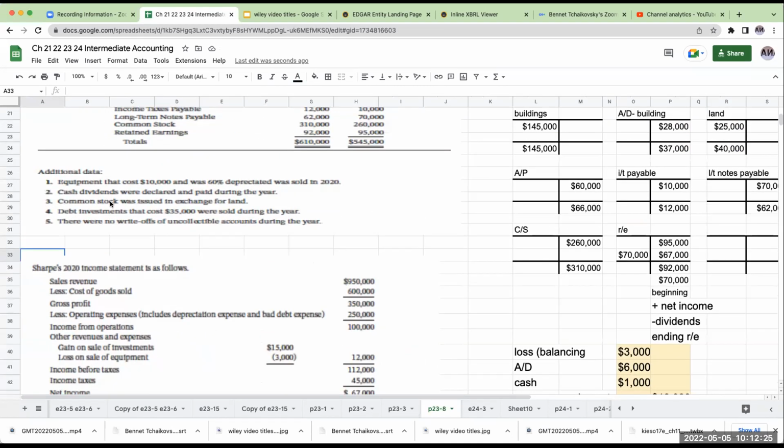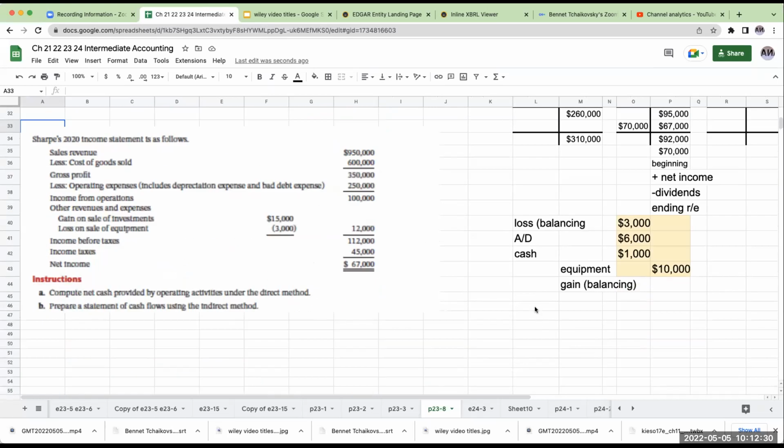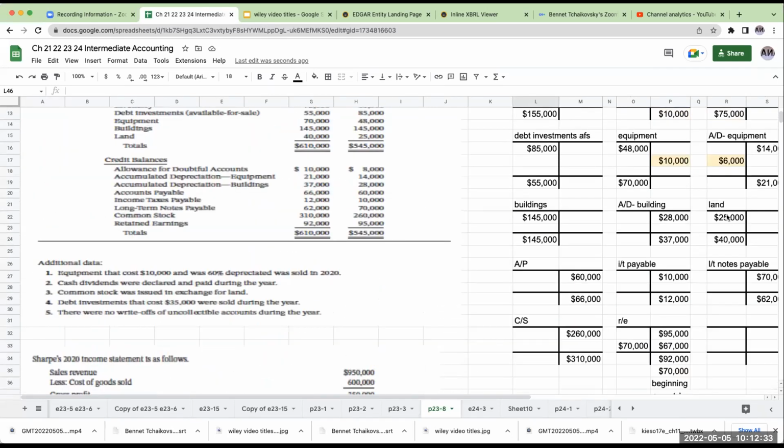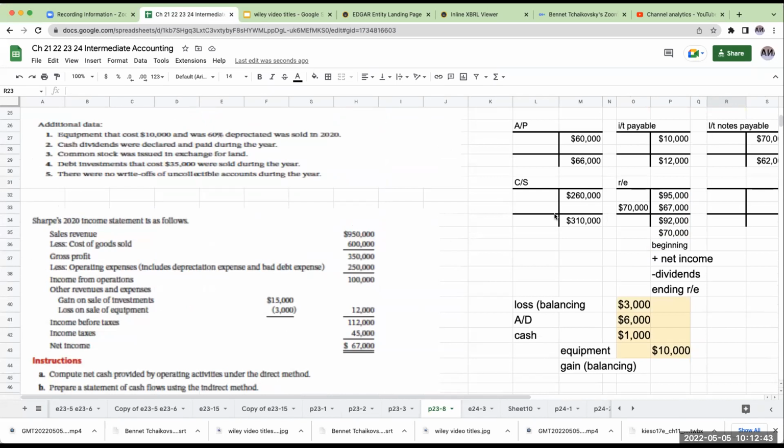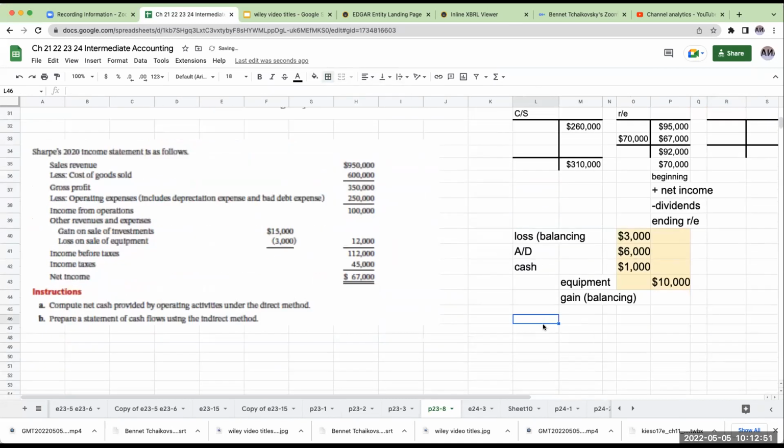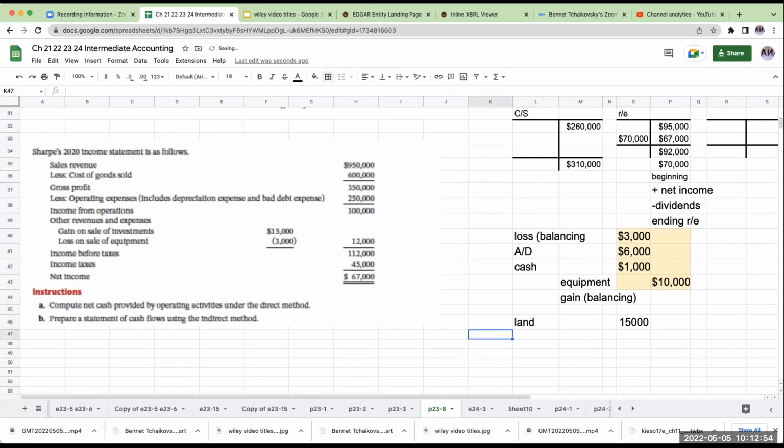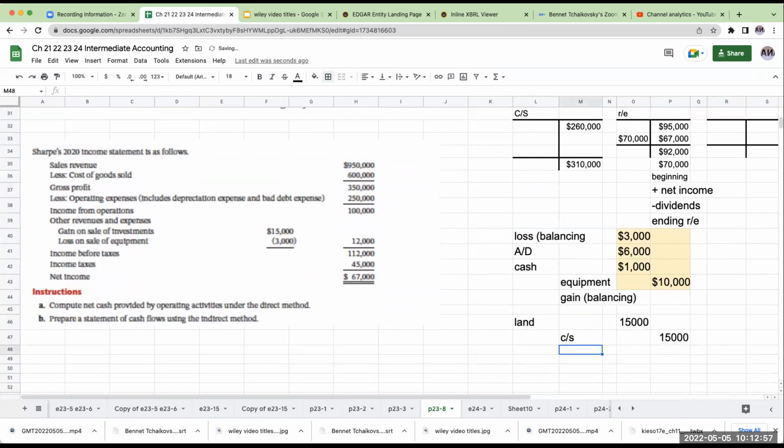It's good. Okay, common stock was issued in exchange for land. Okay, so let's take a look at land. It went up from 25 to 40. I have to assume that that increase was related to the common stock issuance. So what I'm going to go ahead here and do is I'm going to basically say, okay, land 15,000, common stock 15,000. So over here, my common stock is going up by 15.